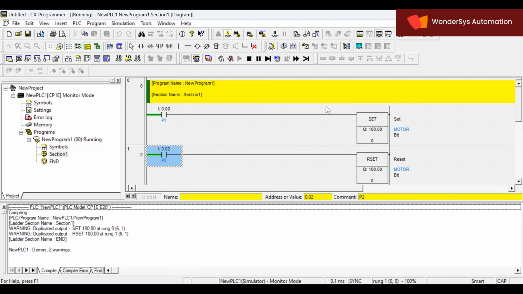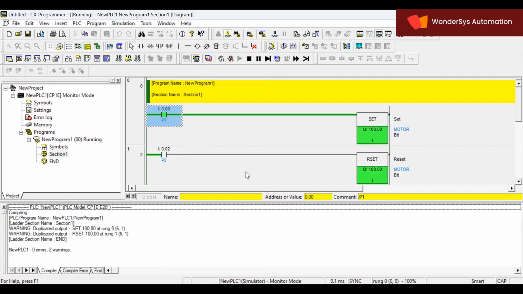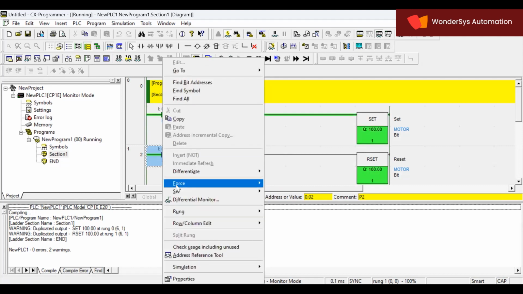Now one switch you'll be using to turn it on or to set it. The other switch you're using for the reset operation. So this is nothing but a start button and this is a stop button. Now let me operate both the switches at a time. I will turn on both the switches. Can anyone guess what will be the operation if I turn on both the switches at a time?